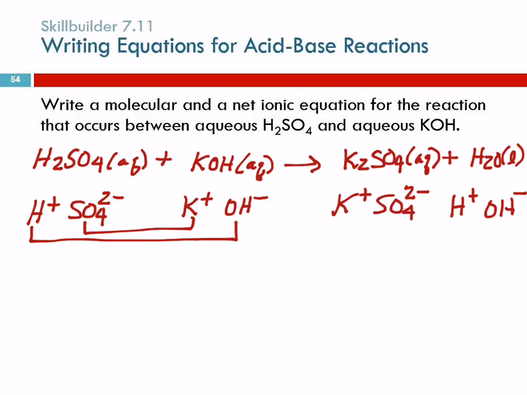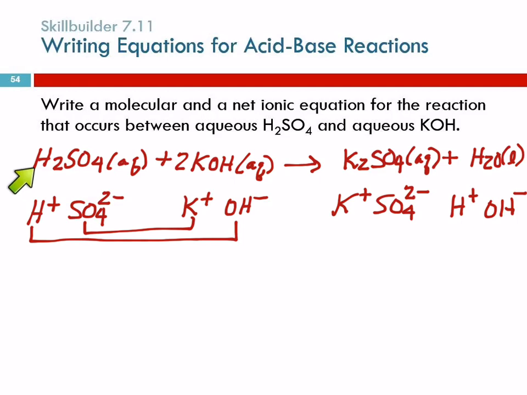So now I have the formulas for my reactants and products. I need to balance the equation. So let's look at this. We saw that sulfate remained as a sulfate ion. So it didn't change. We can balance it as a unit. There's one sulfate here. There's one sulfate there. Potassium. There's one potassium on the left. There's two potassiums on the right. So I need to put a coefficient in front of the KOH to make there two Ks on the left. I can't change the subscripts.